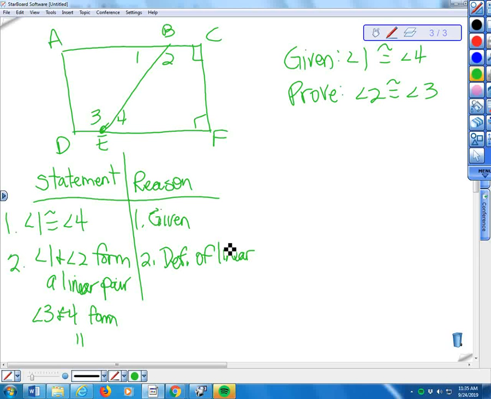Would we get it wrong if we said it? No, but I'm just showing you, technically, you've got to show that it's a line before you can say they're supplementary. You know what I mean? Because remember, the proof has to be standalone.